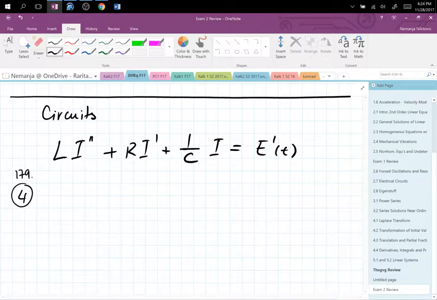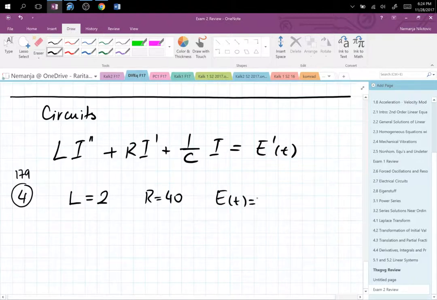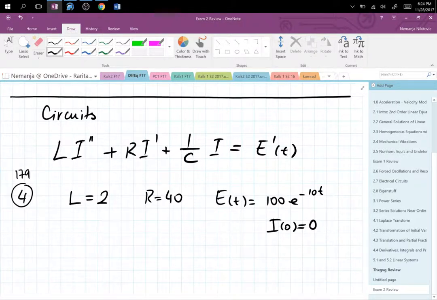So in a circuit, we have L equal to 2 Henrys, R equal to 40 ohms, and E(t) given to be 100 e to the negative 10t, and I(0) equals 0. That's the initial condition.